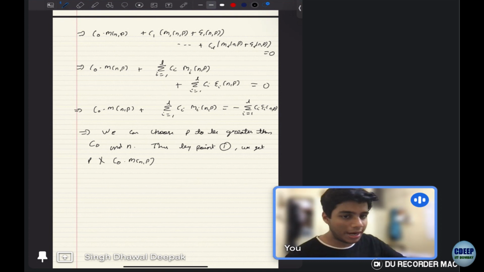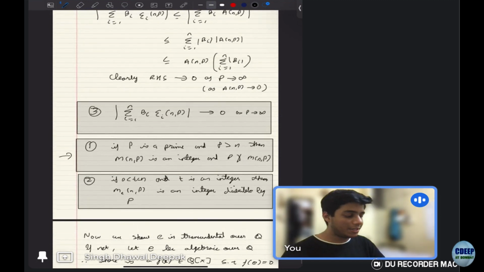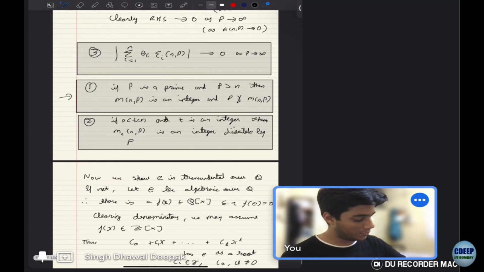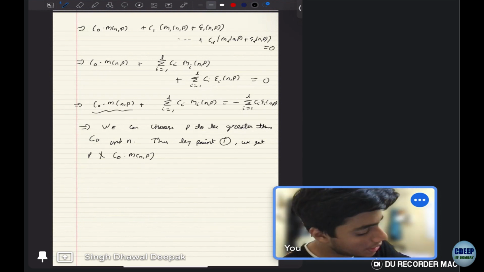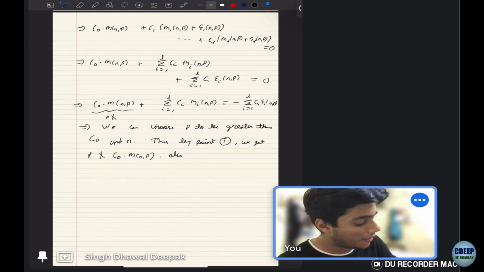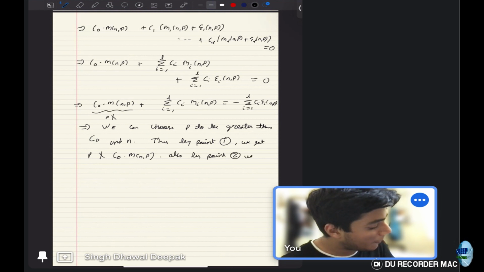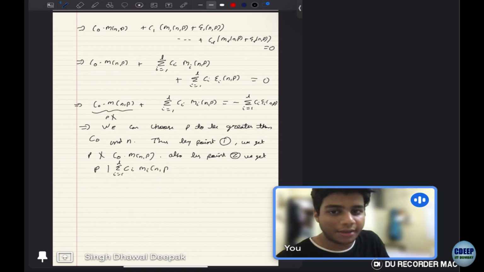Let us just go back and see what the first point is. This is the first point, that if p is a prime and p greater than n, then mnp is an integer and p does not divide mnp. So p does not divide c0, so this term is not divisible, right? Also, by point 2 we get p divides summation i equal to 1 to l ci mi np.